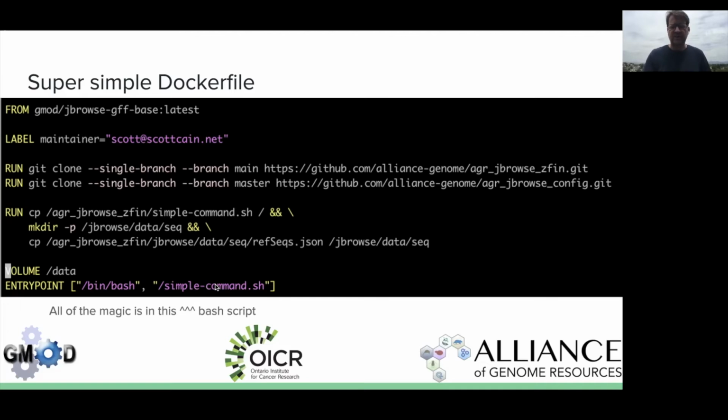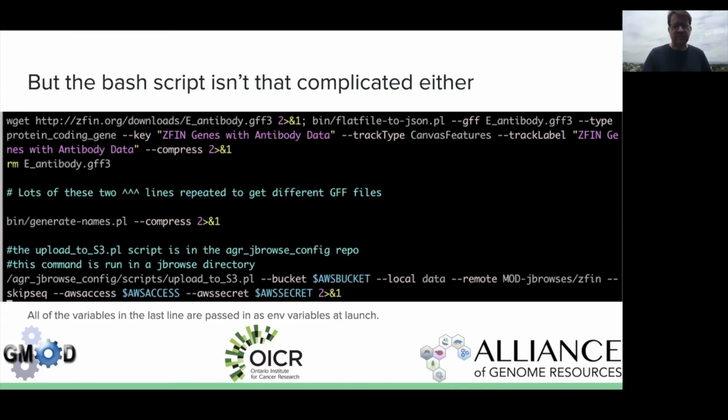So all of the magic is in this bash script. But this bash script isn't that complicated either, at least for ZFIN data. Basically, it's these 2 lines of code here that fetch the data and process it into NCList, and then delete it when it's done with it. And then it runs the JBrowse name indexer, and then it uploads all of that data to an S3 bucket. And all these shell variables are passed in as environment variables when it's launched.